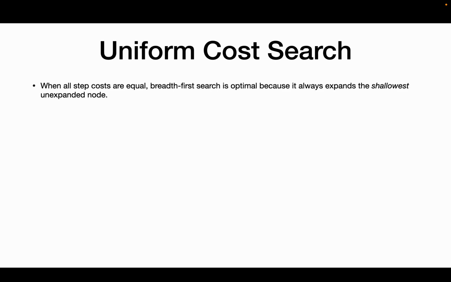In breadth first search, one of the assumptions which we made is all the step costs are equal. What if the step costs are unequal? What if there is a weight at each edge? What would be the best path to reach the goal node? So uniform cost search helps us in finding out that best path starting from the starting node to the goal node.